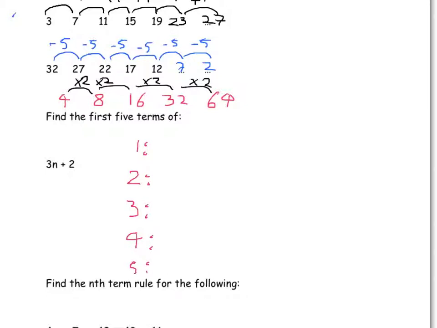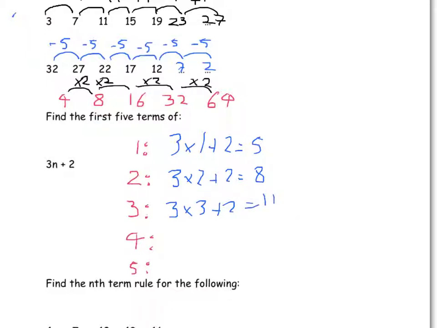And then we're going to substitute our value into our rule given for the sequence. So 3n, so 3 times 1 plus 2, which is 5. 3 times 2 for the second term plus 2 is 8. For the third term, 3 times 3 plus 2 is 11. For the fourth term, 3 times 4 plus 2 is 14. And for the fifth term, 3 times 5 plus 2 is equal to 17. For example, if you're asked to find the 10th term, you just substitute in 10. So you do 3 times 10, add on 2.